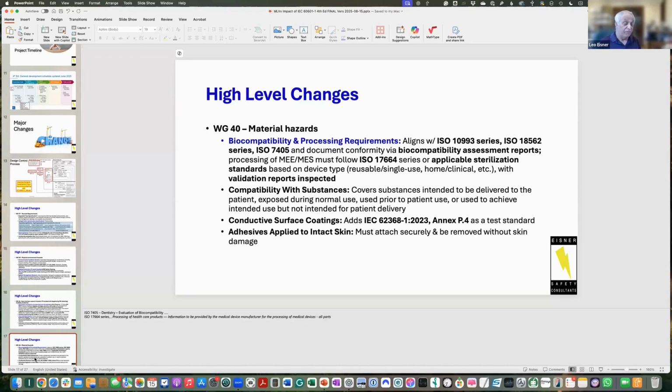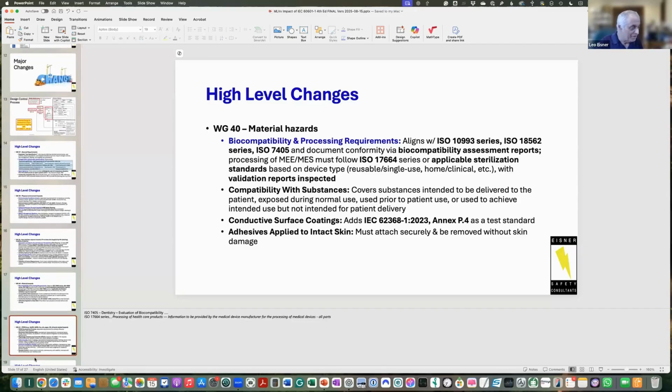So 10993 is biocompatibility. 18562 is the gas pathway requirements. 7405 is dentistry biocompatibility. 17664 is the processing of healthcare products. Not a standard I'm very familiar with, even though it's in a standard that I'm a convener of. I'm not an expert in any of those standards by any stretch of the imagination.